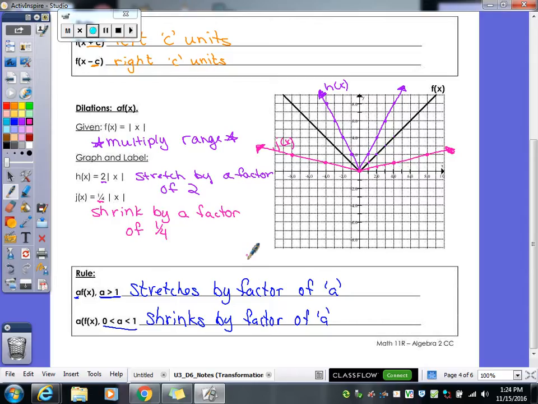So now some people in my other class didn't understand why the stretch makes it more narrow and the shrink makes it wider. Because what you have to think about is the stretch is taking these points and it's stretching it up and it's moving those points up, which makes the graph become more narrow. Your shrink is taking these points and they're shrinking them down, which ends up making your graph become wider. Okay?